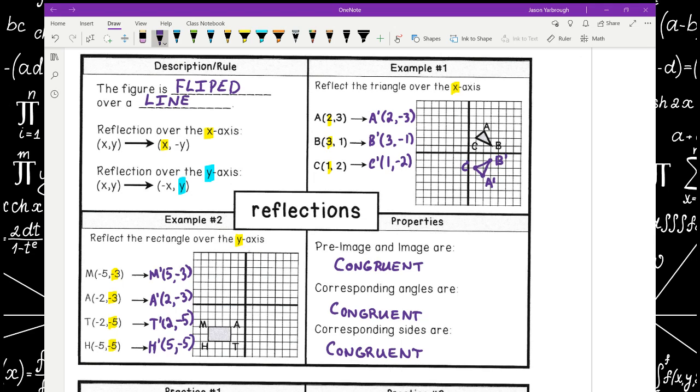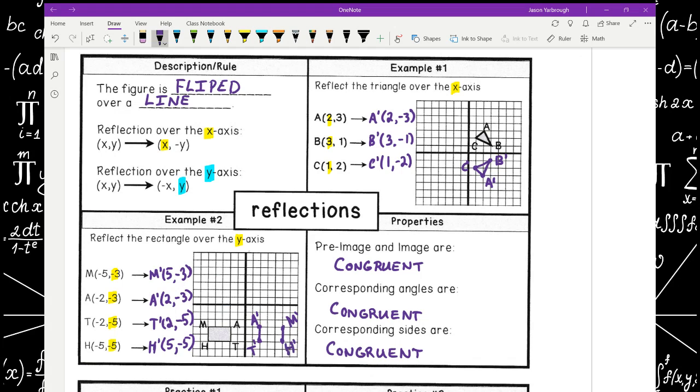We count right 5 and down 3. There is M prime. Right 2, down 3 is A prime. Right 2, down 5 is T prime. And right 5, down 5 is H prime. Alright, we then connect these 4 dots. We did our reflection.